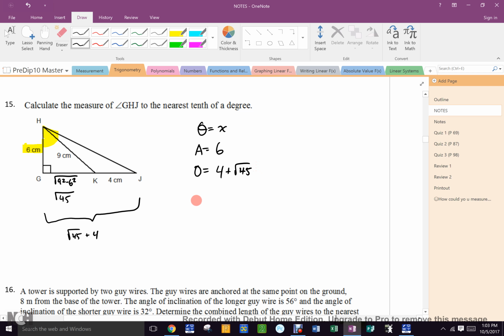Okay, so what do I need? Shift tan of 4 plus root 45 over 6. How do you do that on your calculator? What are you going to need to add that we didn't write? You're going to need brackets. Now I'm interested to see if anybody can punch that in one go. What's the answer? Just for fun. Big one.